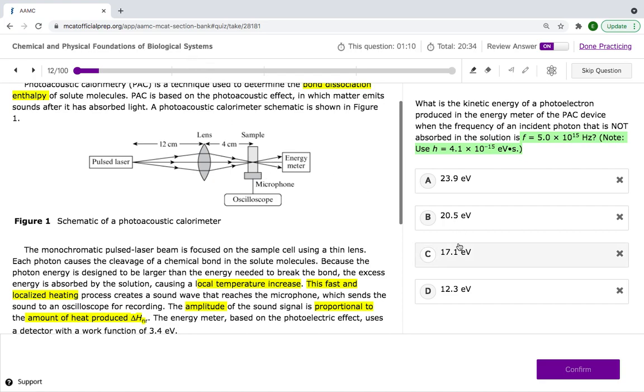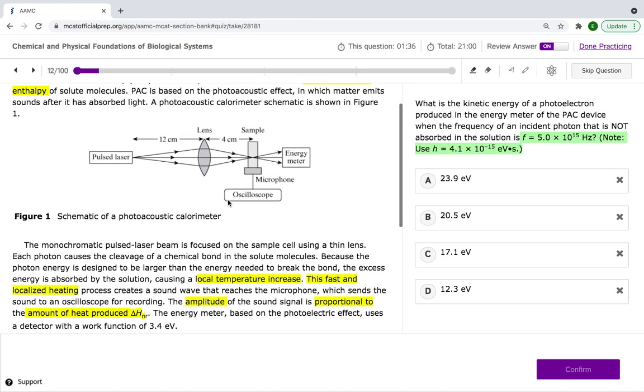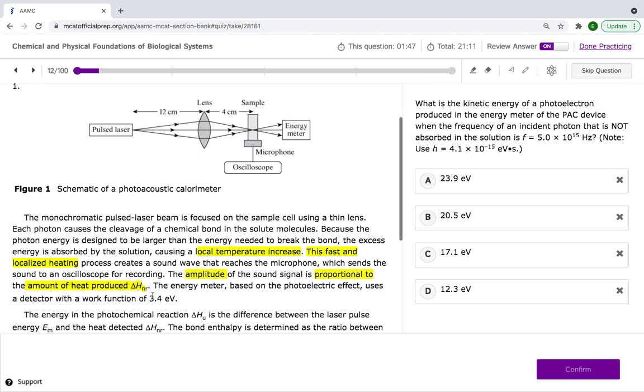When you do 5 times 10 to the 15 times 4.1 times 10 to the negative 15, you're going to get 20.5 times 10 to the negative 10. Now, they want to know the energy of the photoelectron produced. Photon hits, photoelectron produced. We lose some energy there, and you have to know the photoelectric effect. That energy lost is the work function, which is 3.4 eV.